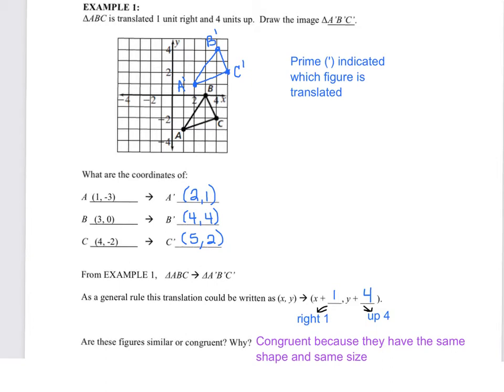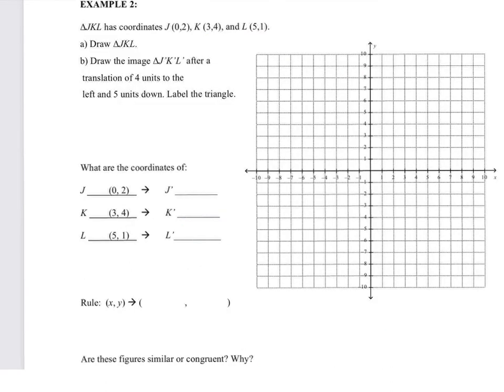Let's do another example together. Okay, so in example 2, it says triangle JKL has coordinates J (0, 2), K (3, 4), and L (5, 1). So let's graph those coordinates. Okay, so we just graph those coordinates. We have J, K, L. That was part A. You wanted to draw JKL.